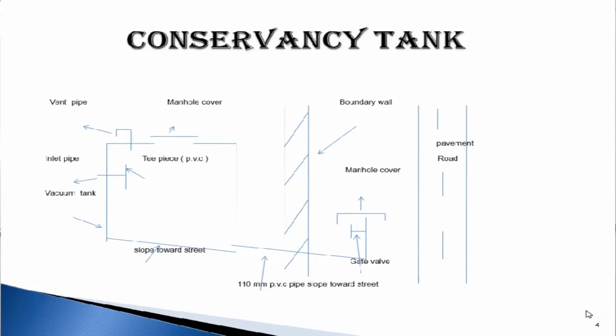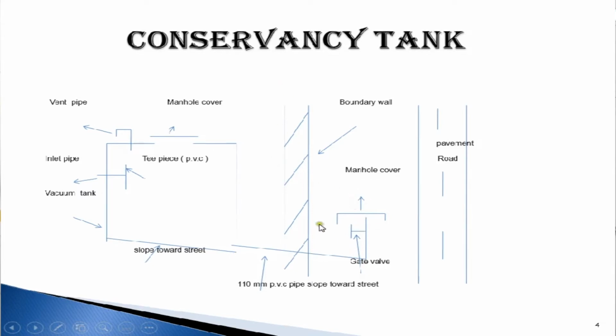On your screen in front of you, you can see a simple sketch of a conservancy tank. Like I explained to you earlier on, we have the tank built on a slope towards the street. We have a gate valve. The gate valve is covered with a manual cover.